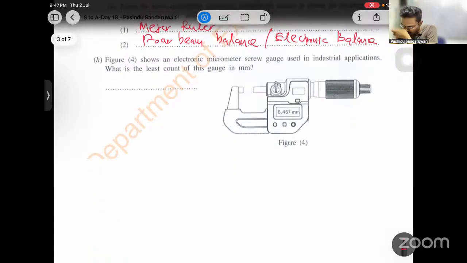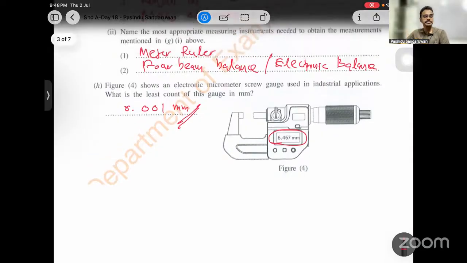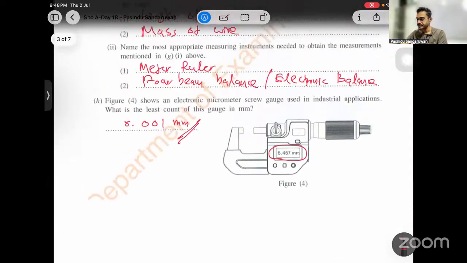H. Figure 4 shows an electronic micrometer screw gauge used in industrial applications. What is the least count of this gauge in millimeters? Here a reading is given, no, see, 6.467 millimeters. Then readings are given up to 3 decimals. Then least count must be 0.001 millimeters, right? Right. So that's it for question 1, right?